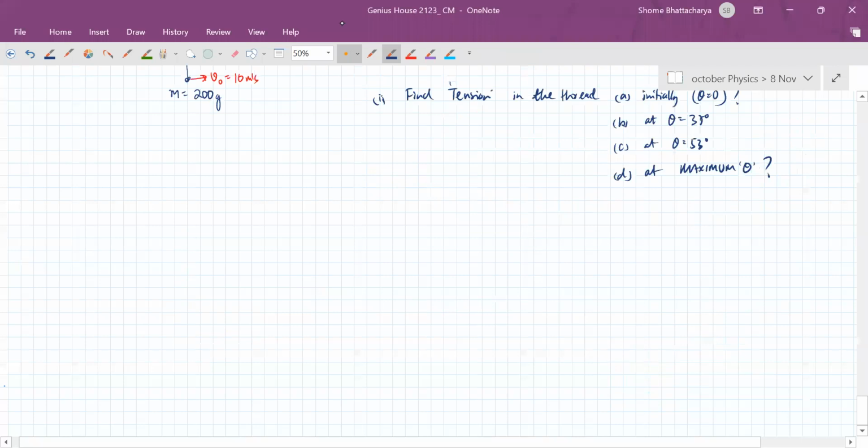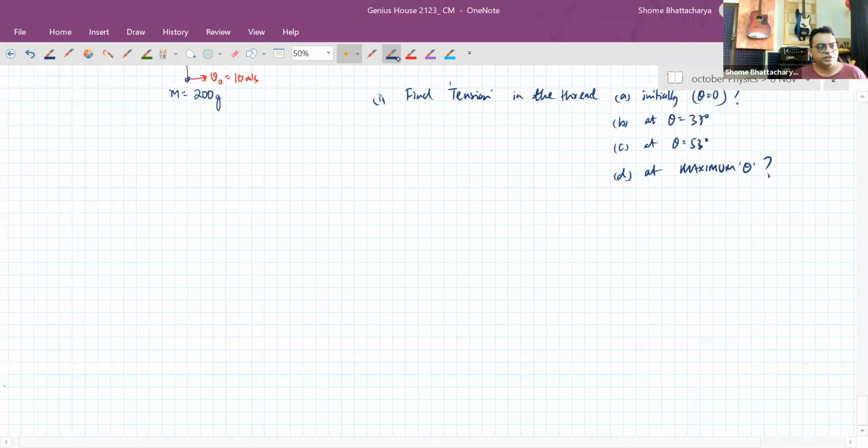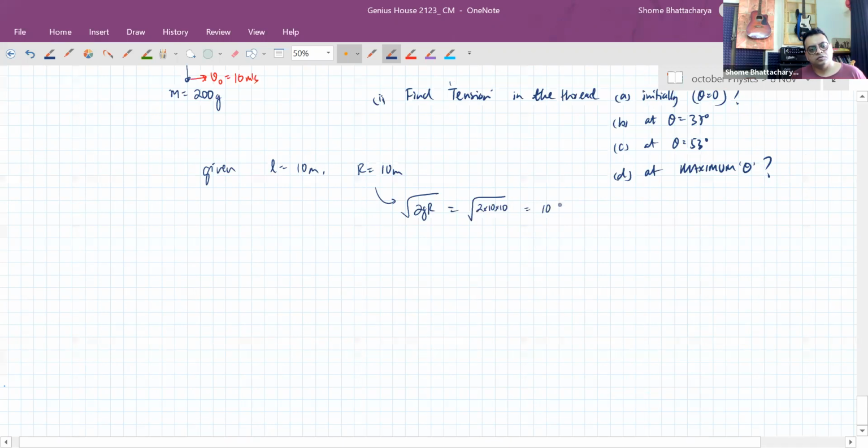Okay, so straight away you can see one thing, that if you just check the numerical value of V naught here, you're given that the length of the string is 10 meters, so the radius of the circular motion is 10 meters. So root 2 GR is square root of 200. So if V naught is 10 meters per second, you can see that V naught is less than root 2 GR.